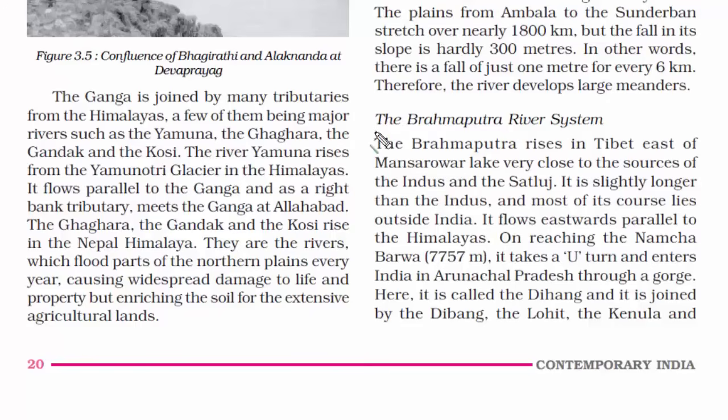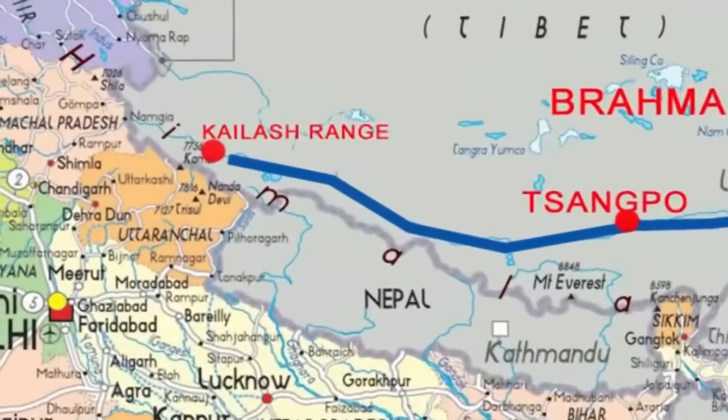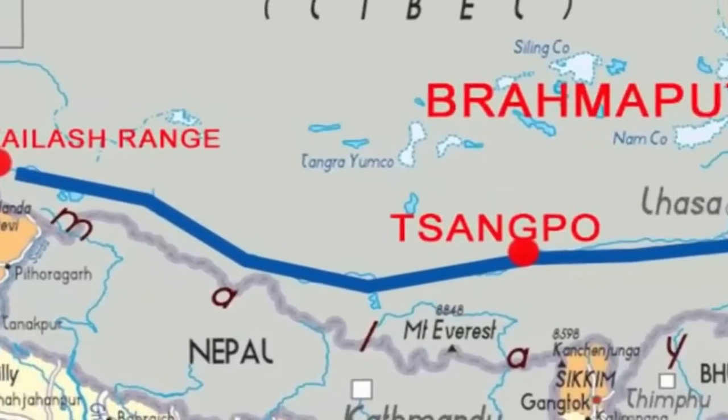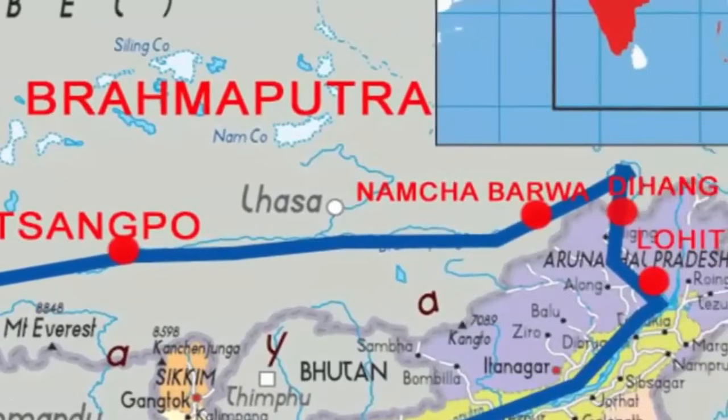Moving on to the next one, the Brahmaputra river system. The Brahmaputra rises in Tibet east of Mansarovar. Remember, Indus rises at the same place but moves towards the west. It is slightly longer than the Indus, and most of its course lies outside India. So see how much of it is outside of India. It flows parallel to the Himalayas.